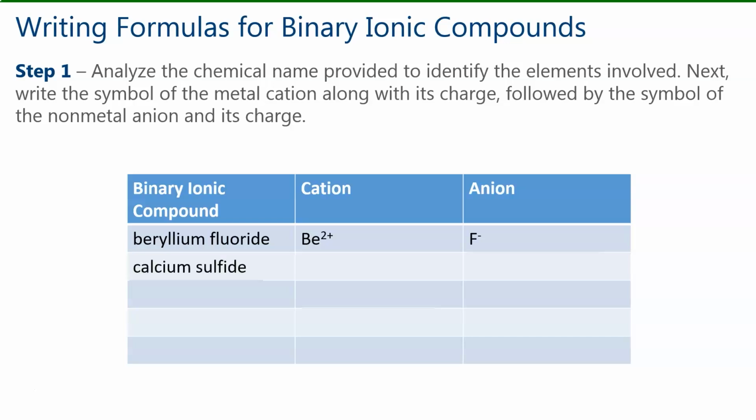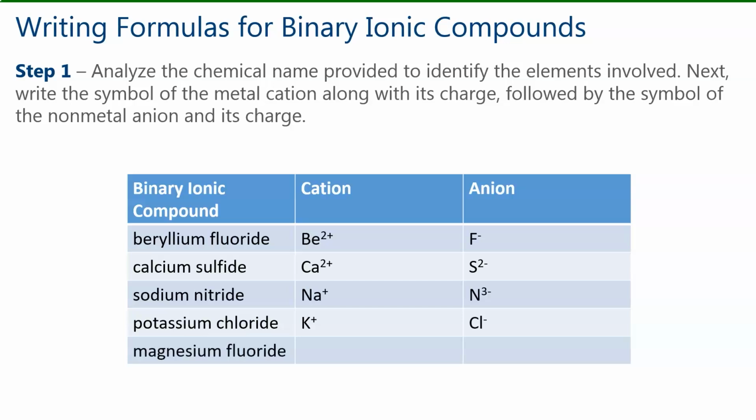For calcium sulfide, our cation is calcium with a charge of +2, and our anion is sulfide with a charge of -2. Sodium nitride, our cation is sodium with a charge of +1, and nitride is our anion with a charge of -3. Potassium chloride, potassium is our cation with a charge of +1, and chloride is our anion with a charge of -1. Magnesium fluoride, we have magnesium as our cation with a charge of +2, and our anion is fluoride with a charge of -1.